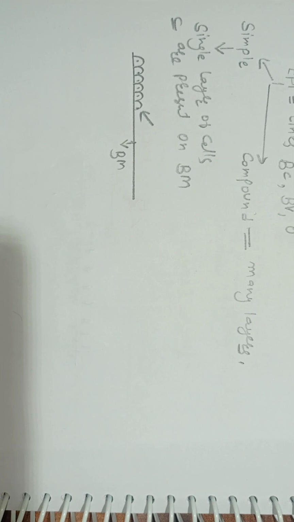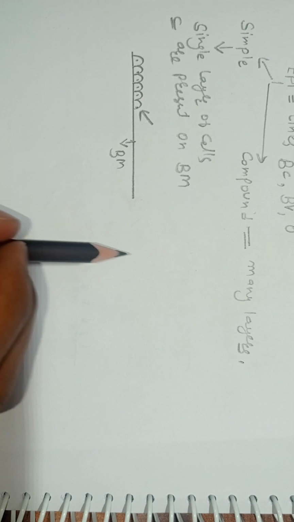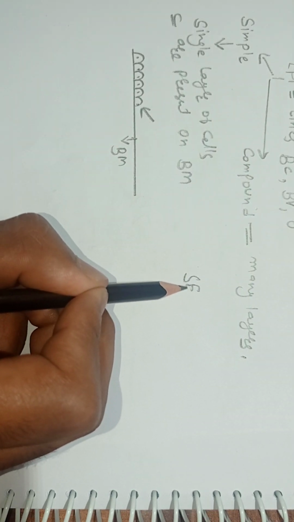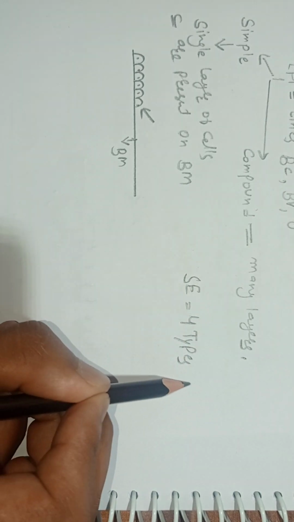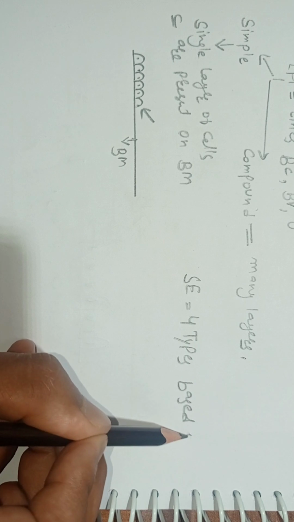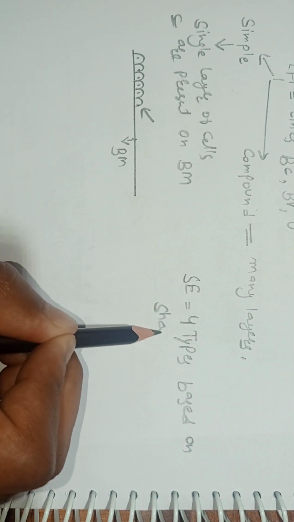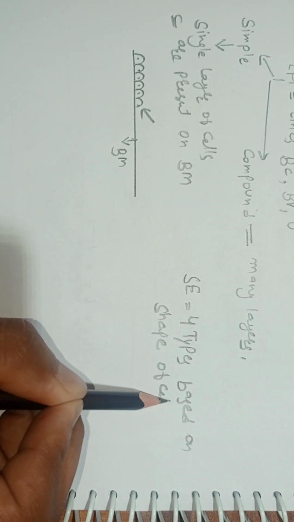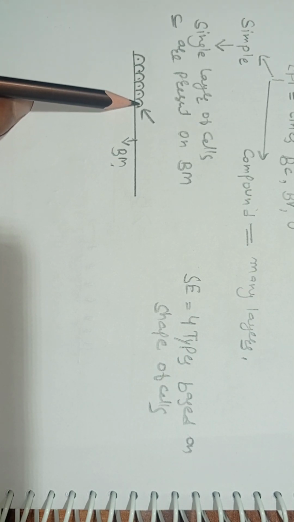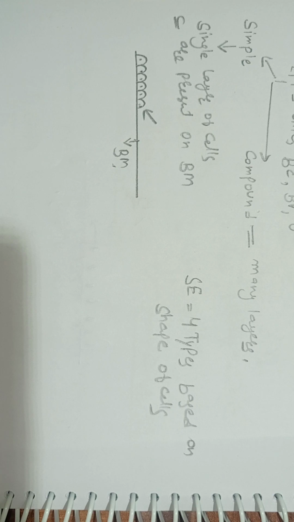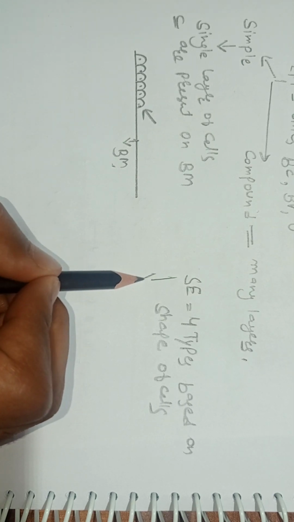We know what is simple epithelium. It consists of a single layer of cells, clearly, resting on a basement membrane. Clearly, this simple epithelium is of four types based on the shape of cells. On this basement membrane lie cells. The shape of those cells determines which type of simple epithelium it is. So what are the four types of simple epithelium?